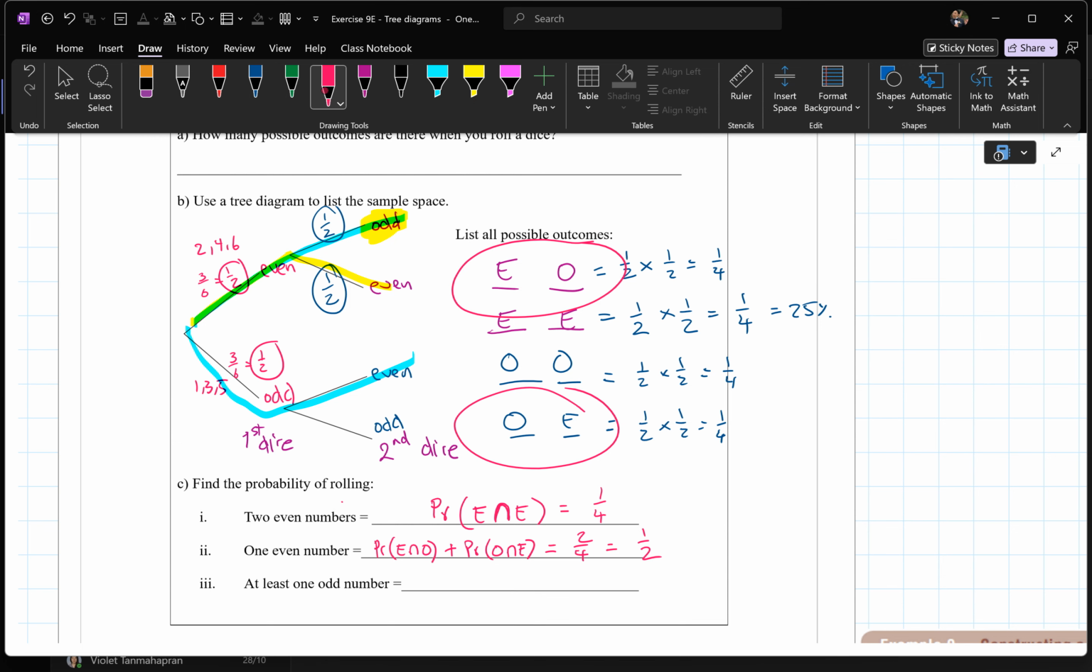And it ends up being a quarter plus a quarter is 2/4. Or if you like, I can spell it out a bit more. I write it out. It's 1/4 plus 1/4. That's how I got 2/4 equals half.